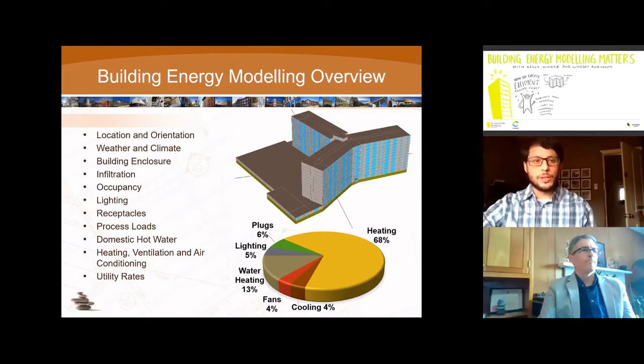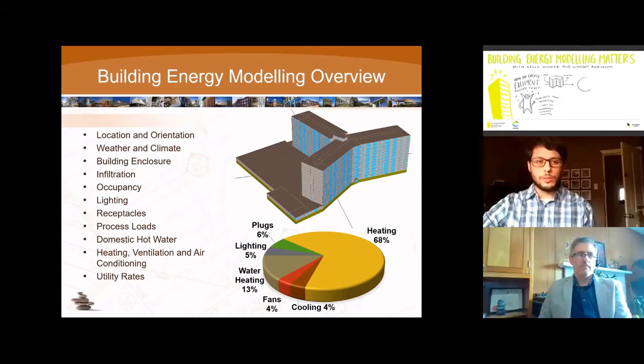So the building location and orientation, weather and climate, the type of building enclosure or what the constructions are which make up the building. It takes into account factors such as the infiltration of air into the building, the air leakage, occupancy and use type, the amount of lighting and receptacle and process loads which are present, the domestic hot water, as well as energy used for heating, ventilation, and air conditioning. When you couple this with the utility rates for your building, we can get a good picture of the overall energy use on an annual basis.